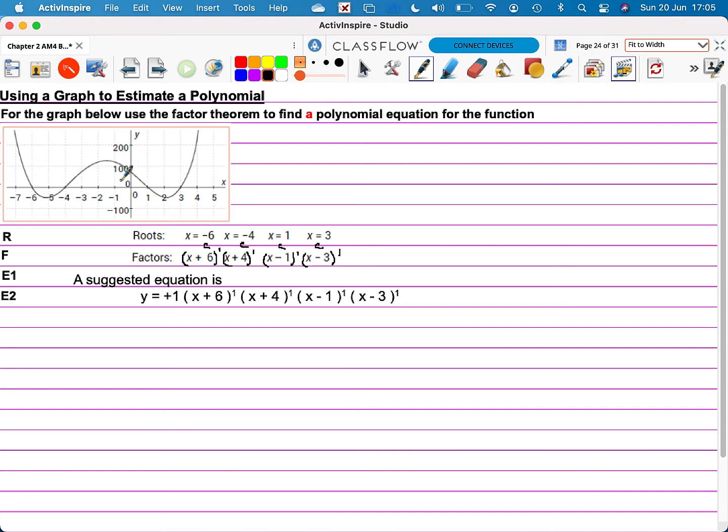Because we don't know exactly where it cuts the y-axis, we put the value in here equal to 1. Now that is the equation, and that should get you full marks in the exam. Probably the answers in the exercise, or not the exercise book, in the textbook, will be an expanded version, which is unnecessary. Okay, that's the end of that example.